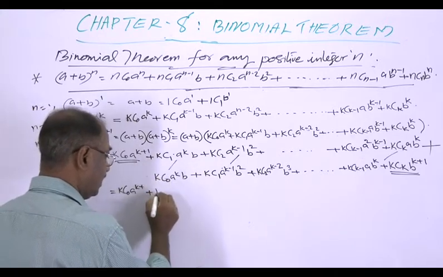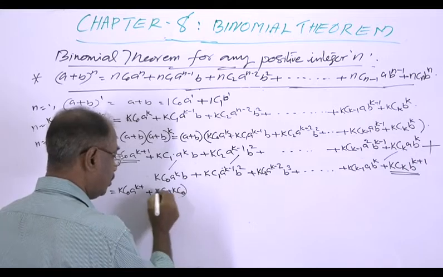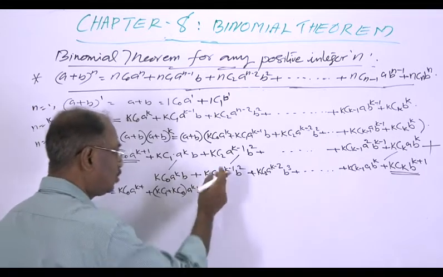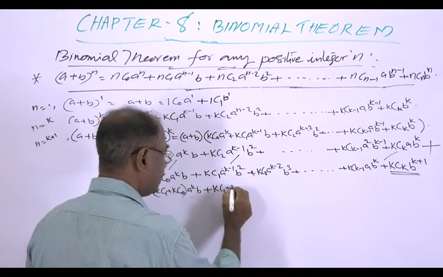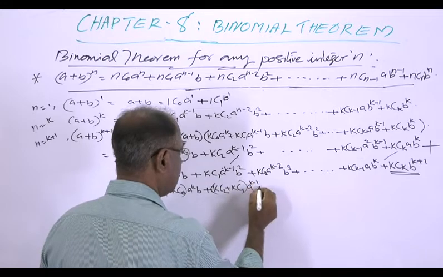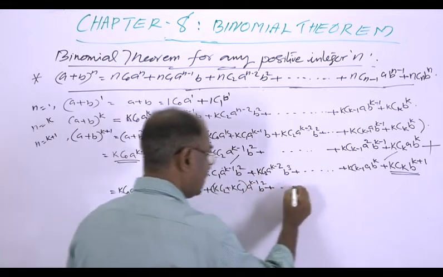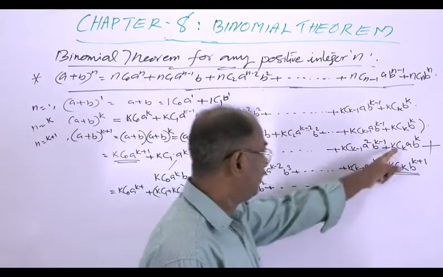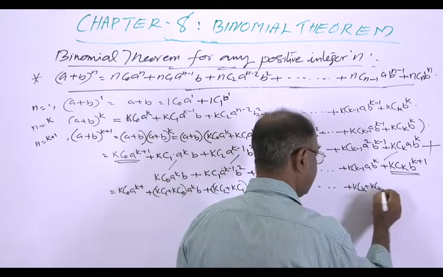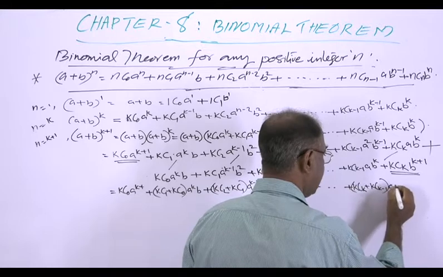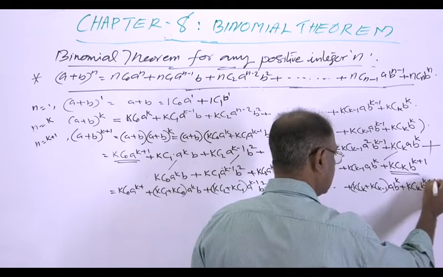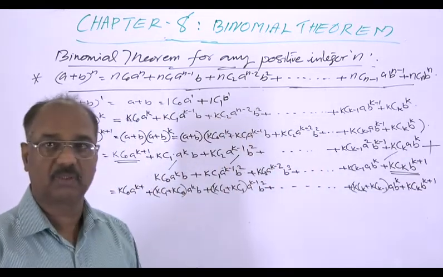we see that kC1 plus kC0 into a raised to k b, plus, combining these two, kC2 plus kC1 into a raised to k minus 1 b squared, plus etc., plus, combining these two like terms, kCk plus kCk minus 1 into a b raised to k, plus this term kCk b raised to k plus 1. B raised to k plus 1.